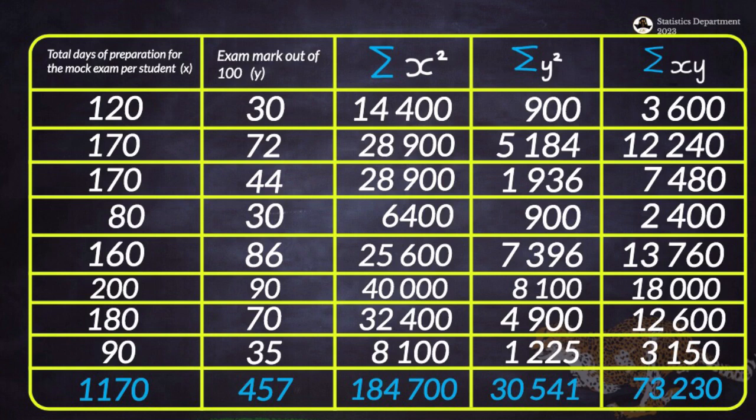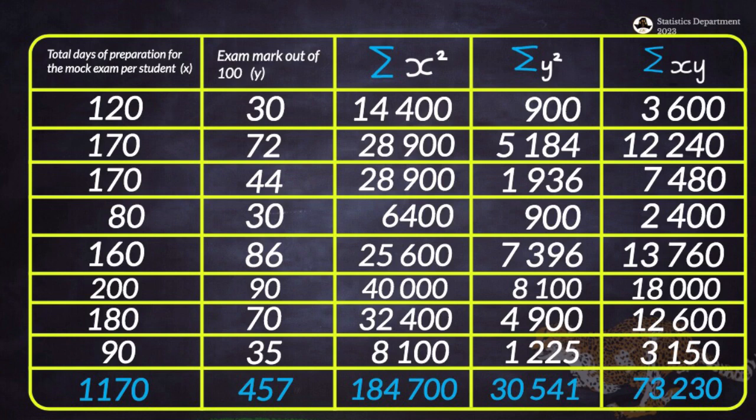120 by 30 will get you 3,600. Which other one? 80 by 30. Yes, 80 by 30 you get 2,400. If you say 200 by 90, you get 18,000. So it's just the x multiplied by the y, and then you get your xy, and then you add all those xy's and you get your 73,230, which is in blue.